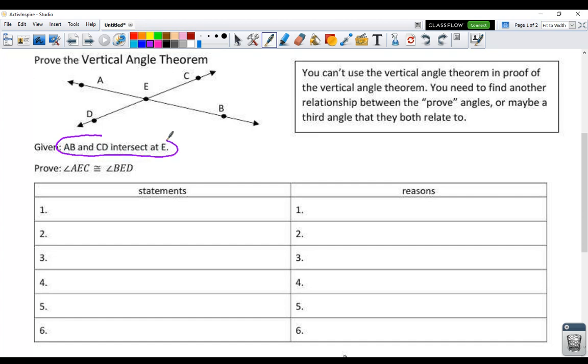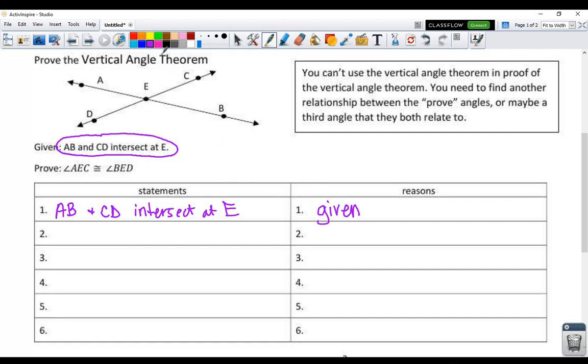Our given information here is that segment AB and segment CD intersect at this point we're calling E. So this picture here is what we have. This information is given to us, so the reason we're able to write down this statement is because it's given to us.